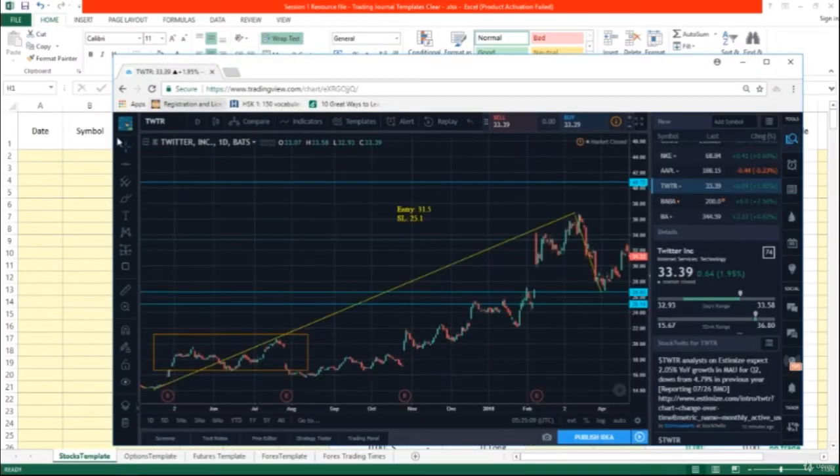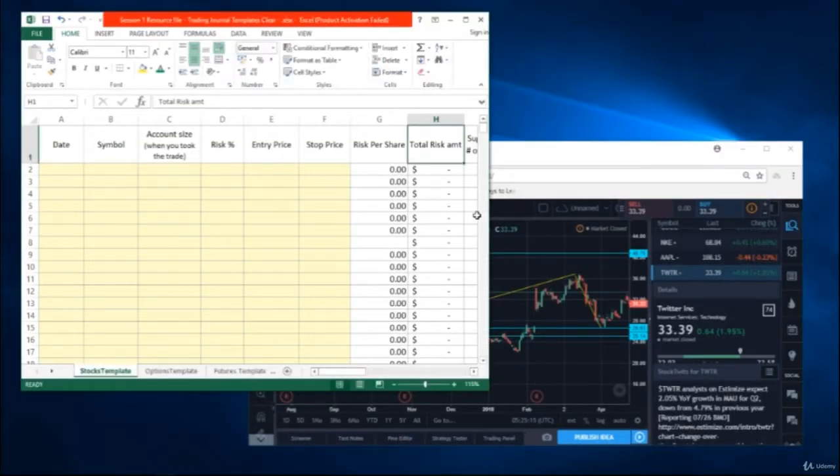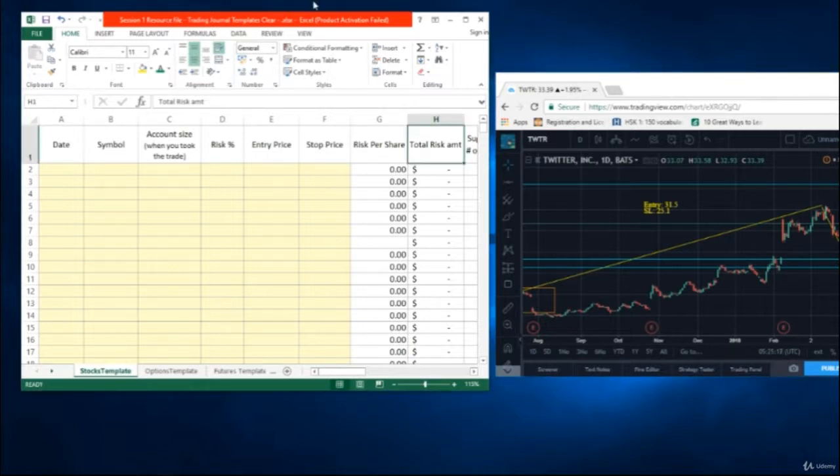So what you want to do is put this information in this trading journal template. Our date today is, for example, the 13th of May, and the symbol would be TWTR. And what is your account size when you took the trade? Let's say you have 30,000 in your account, and you risk 1% of your trade. So your entry price would be 31.5.